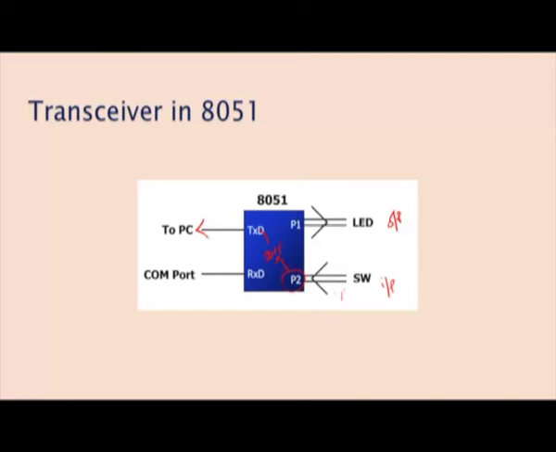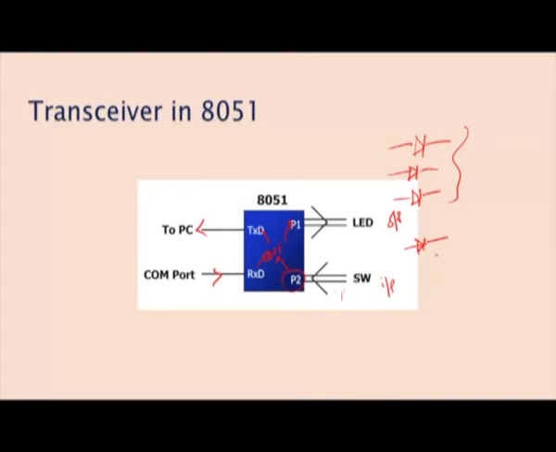Suppose you are receiving a signal. The received signal is moved to the SBUF, and from SBUF to P1 you are transmitting. On P1 you have the LEDs. If you have 8 LEDs, they will glow based on the number of ones and zeros.